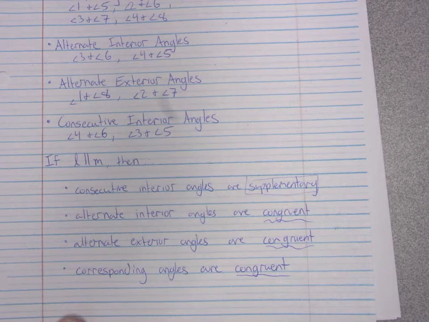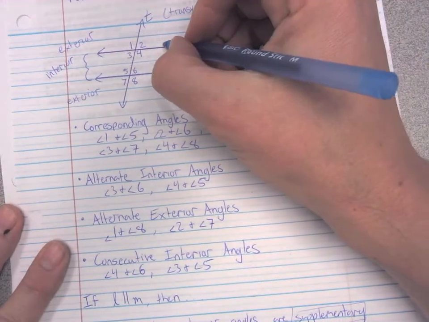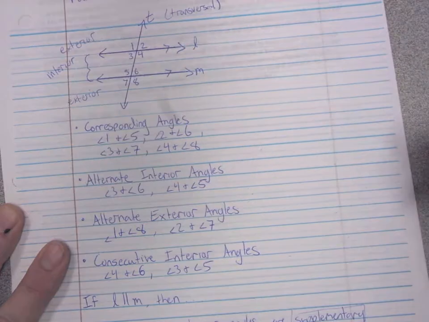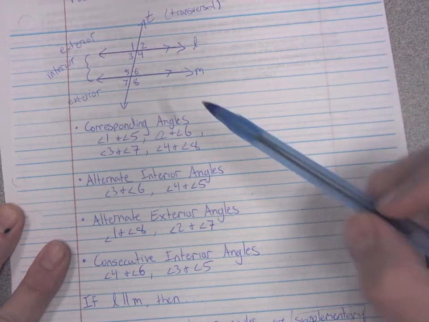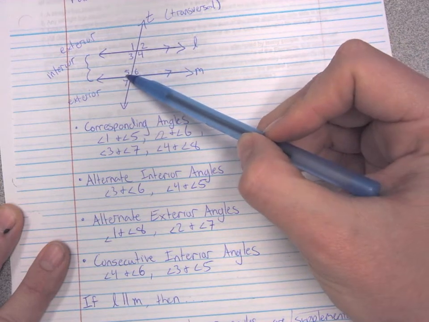Okay, so going back to this figure, if we know for sure that L and M are parallel, then we know that the opposite interior angles are congruent, so 4 is congruent to 5.